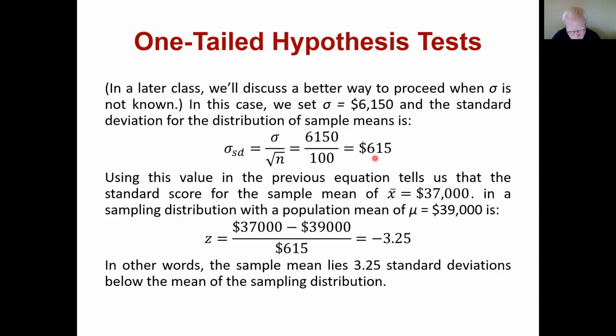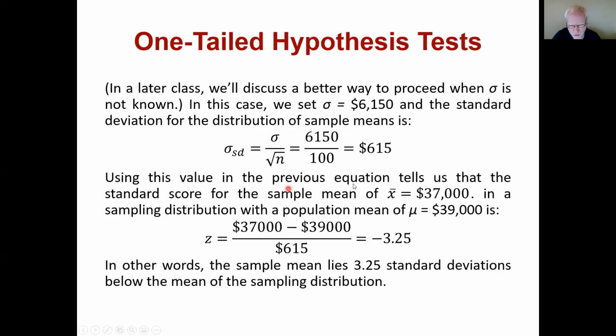Yeah, so that actually should be, yeah, there's a mistake here. It should be root 100, so 10, but the number is still right. So it's still 615 because 6,150 divided by 10 would be 615, but this should be root 100 or 10.